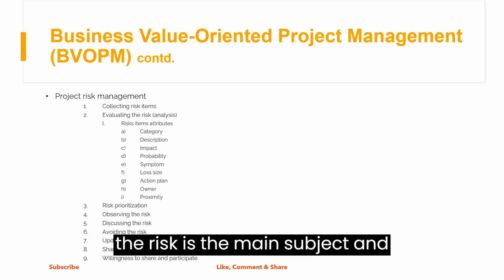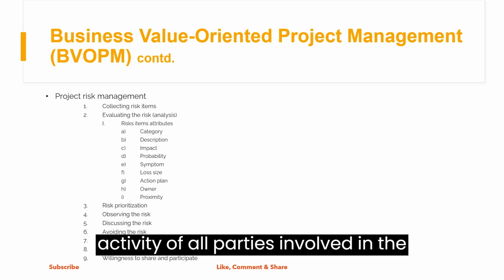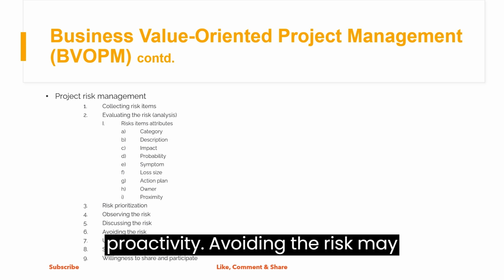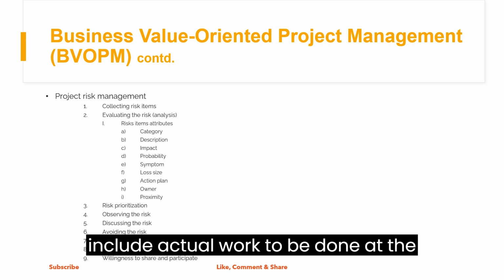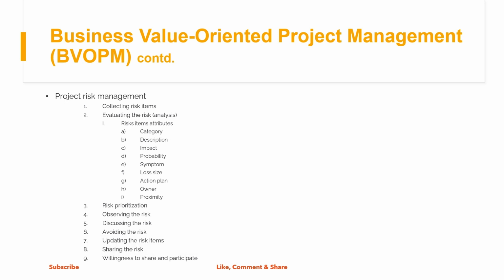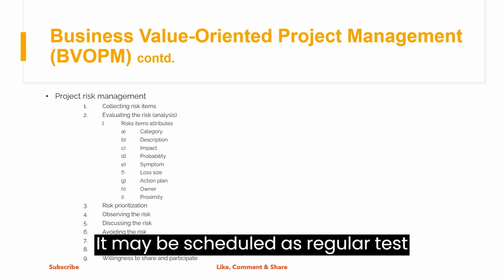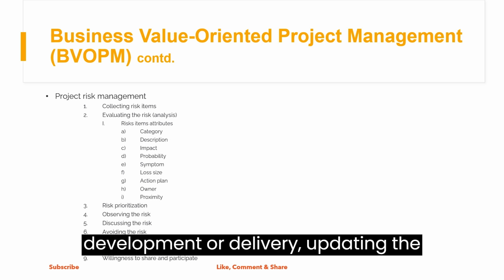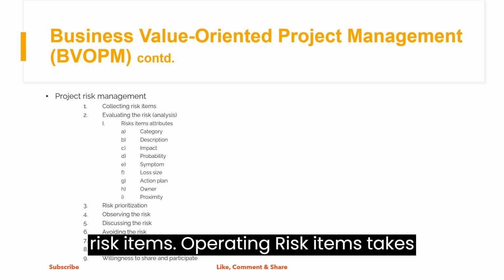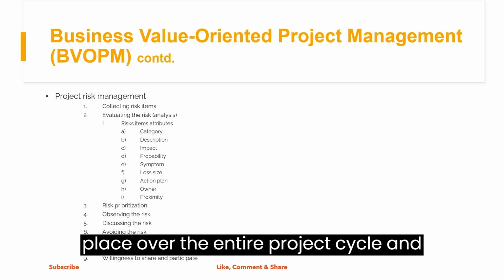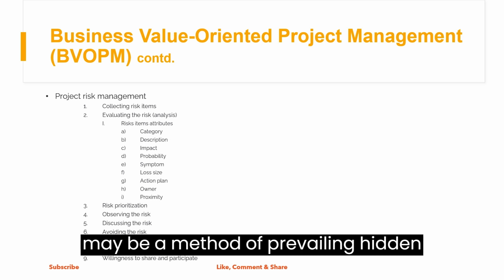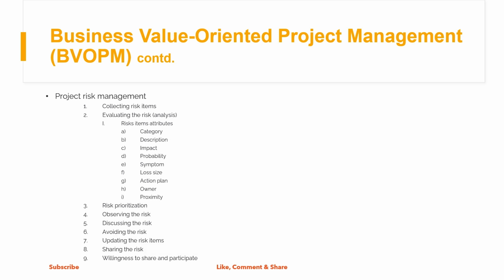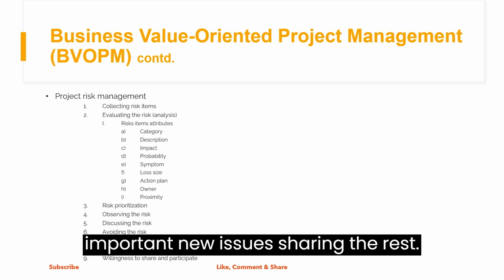Avoiding the risk. Avoiding the risk is the main subject and activity of all parties involved in the project. It requires collaboration and proactivity. Avoiding the risk may include actual work to be done at the early stages or during the project. It may be scheduled as regular tasks for internal or external teams as part of the entire product or project development or delivery. Updating the risk items. Updating risk items takes place over the entire project cycle and may be a method of revealing hidden risks. Risk item updates are based on newly provided information, discussions, resolutions, and or new issues.